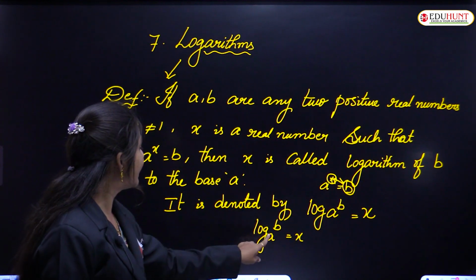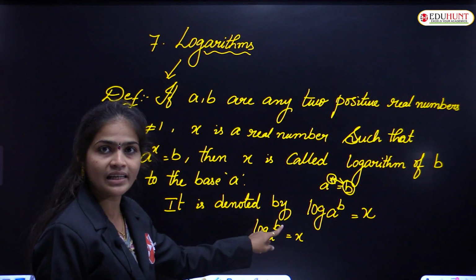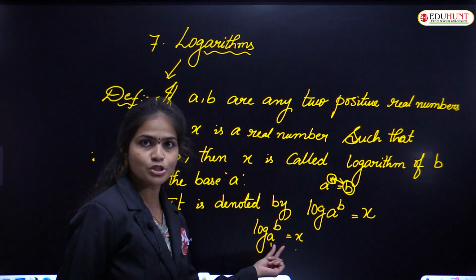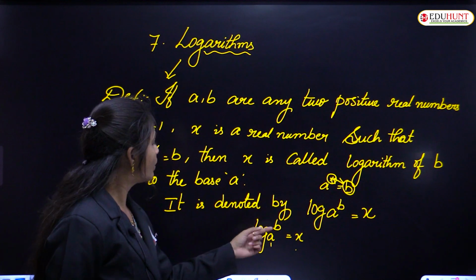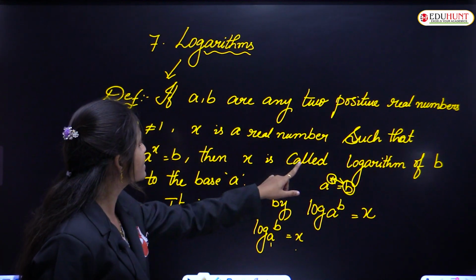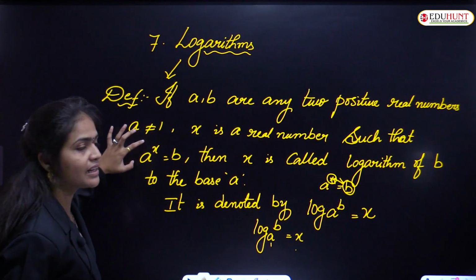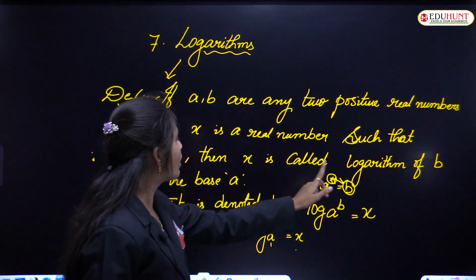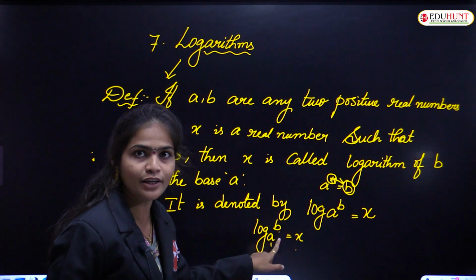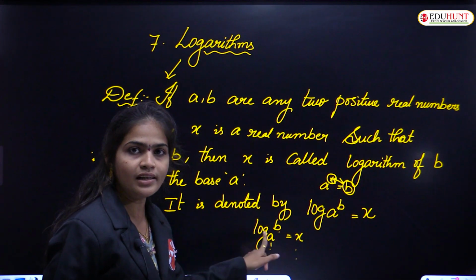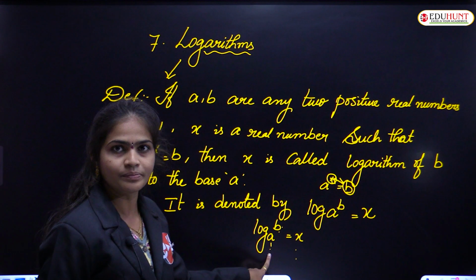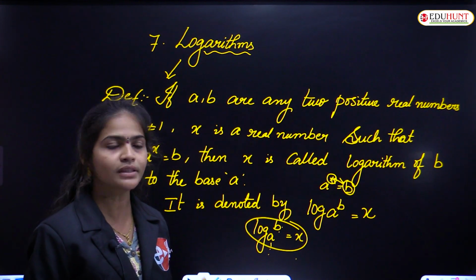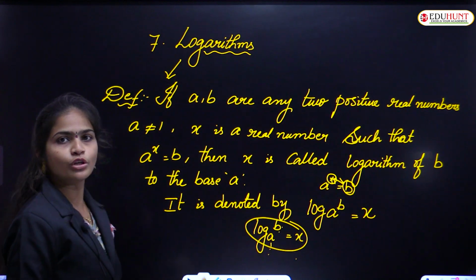Now once again I will tell you the definition using this. Here a and b are any two positive real numbers, x is also a real number, and a not equal to 1 is the condition. We can write a power x is equal to b, so x is called the logarithm of b to the base a. x is called log b to the base a. This is called the definition of logarithm. Understood everyone? Yes, see here. This is the definition of logarithm.